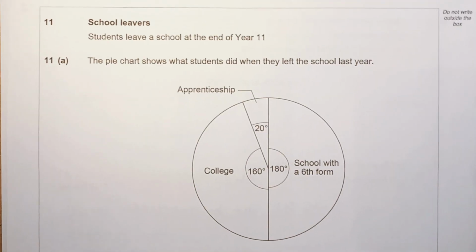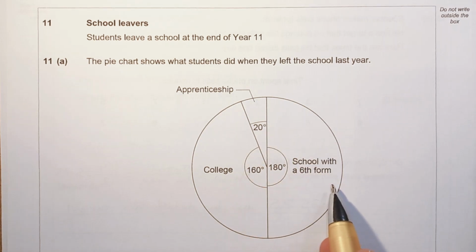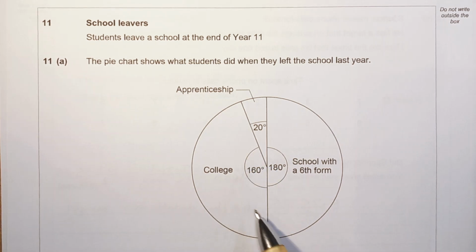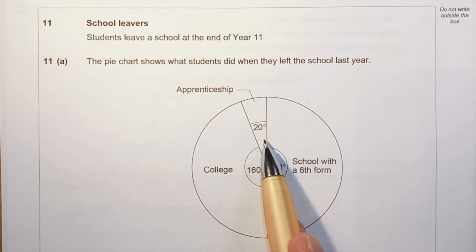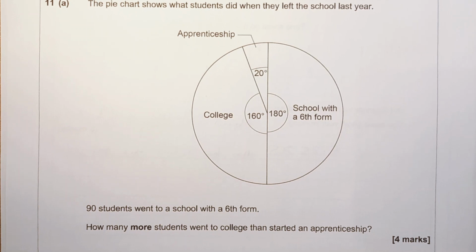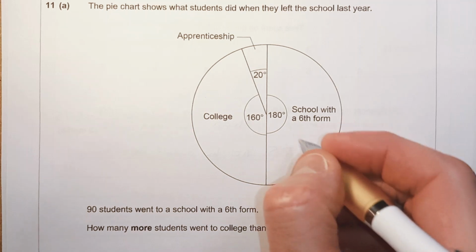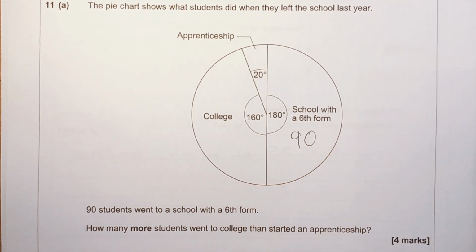Question 11, school leavers. Students leave a school at the end of year 11. 11A. The pie chart shows what students did when they left the school last year. So we've got this section here, went to school with a sixth form. This section here went to college, and a small section went on an apprenticeship. Move this up. 90 students went to a school with a sixth form. So I can write 90 in there.